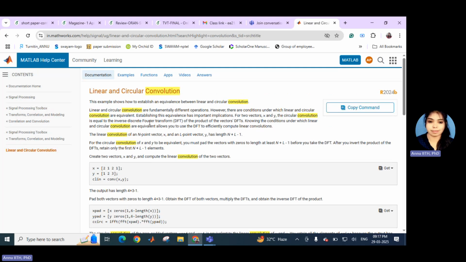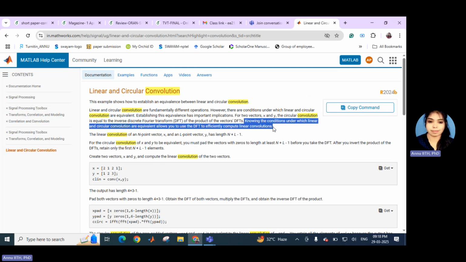So basically, if you ask what linear and circular convolution are, this example shows how to establish the equivalence between linear and circular convolution. Linear and circular are fundamentally different operations. However, there are conditions under which they are equivalent. Since we are talking about the DFT and time series data, establishing this equivalence has important implications. For two vectors x and y, circular convolution is equal to the discrete Fourier transform of the product of the vectors' DFTs.